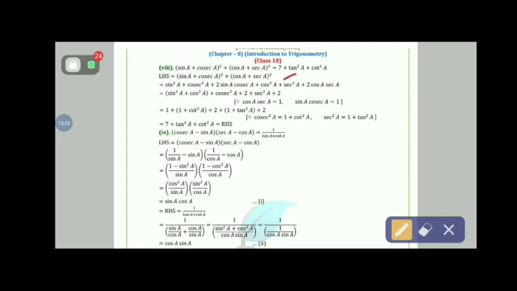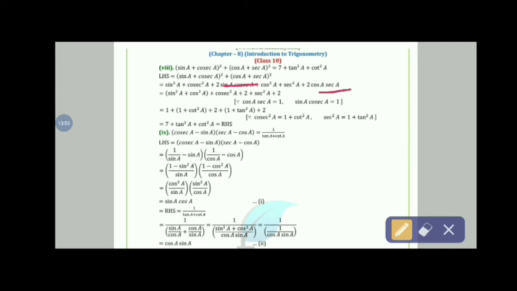Now we are expanding using the formula (a + b) whole square is equal to a square plus b square plus 2ab. So we are getting sin square a plus cosec square a plus 2 sin a cosec a, and cos square a plus sec square a plus 2 cos a sec a. So we can see easily here that this is sin square a plus cosec square a plus 2, and then cos square a plus sec square a plus 2. Why 2? Because sin a cosec a is equal to 1, and cos a sec a is equal to 1. So this is why we are getting 2 and 2 here.